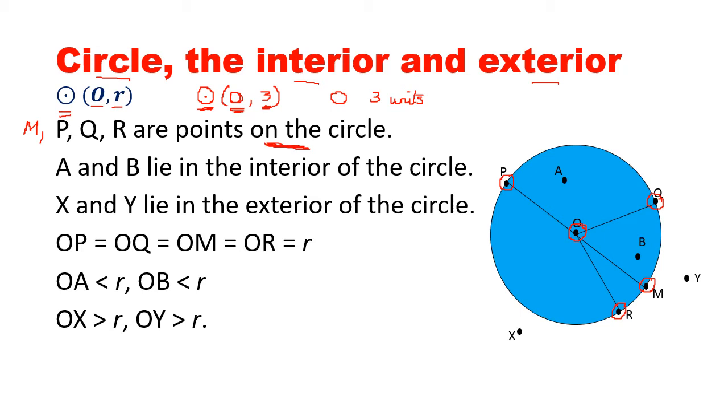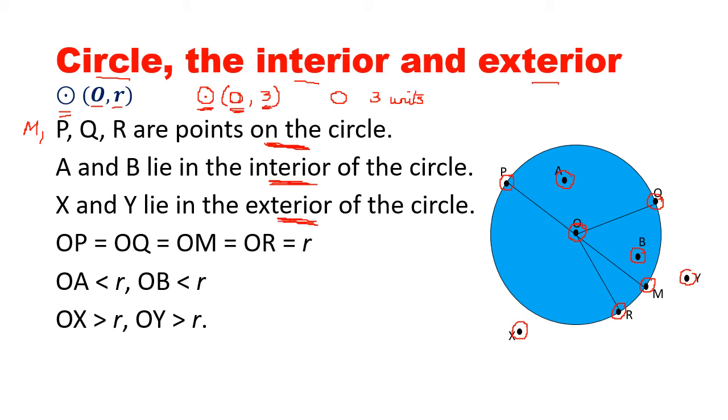Now look at the points A and B. They lie inside the circle. So that is called the interior of the circle. Here the blue color indicates the interior of the circle, means all the points inside the circle. And look at the point X and the point Y. These 2 points lie outside the circle. So that is called the exterior of the circle.